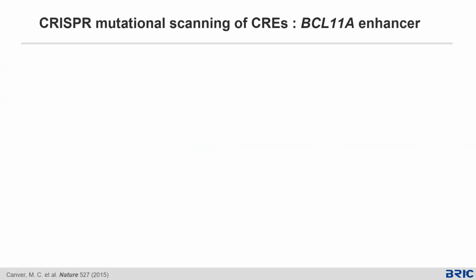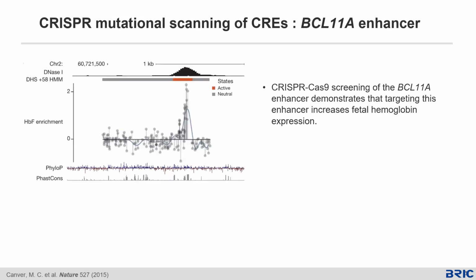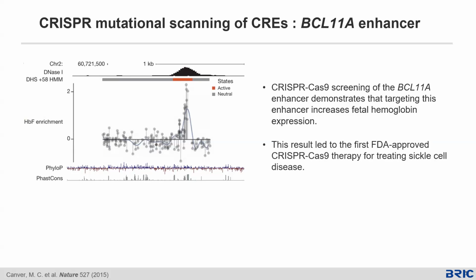For example, the Dan Bauer group performed a CRISPR-Cas9 screen of the BCL11A enhancer, demonstrating that targeting this enhancer increases fetal hemoglobin expression. Because increasing fetal hemoglobin expression is a key therapeutic strategy for treating sickle cell disease, this led to the development of the first FDA-approved CRISPR-Cas9 therapy for sickle cell disease.